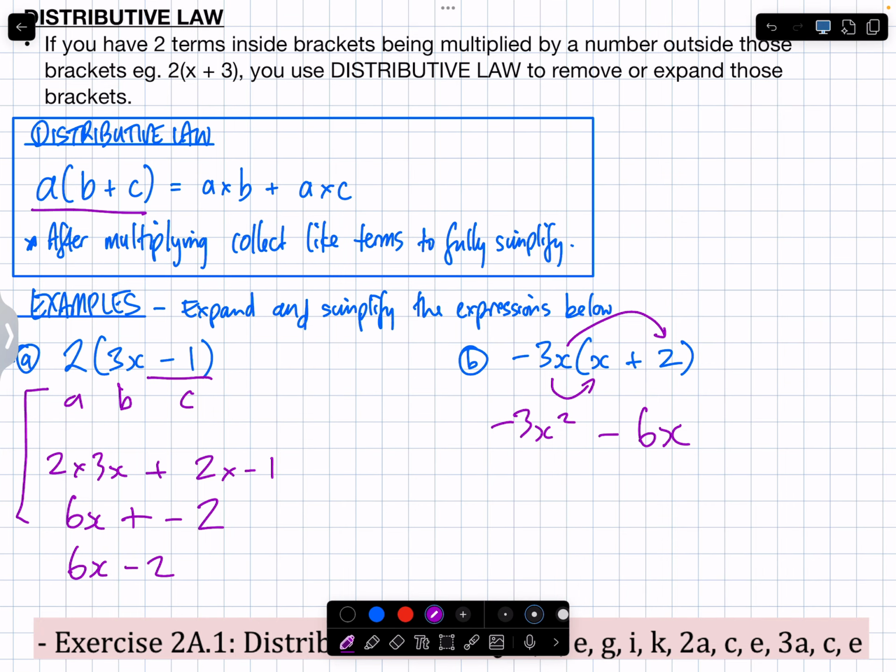I'll give you some time to get that down. The people that came in later, well, you just get the examples down.